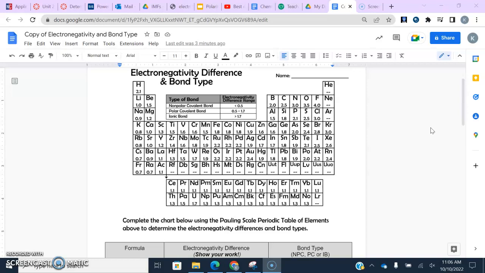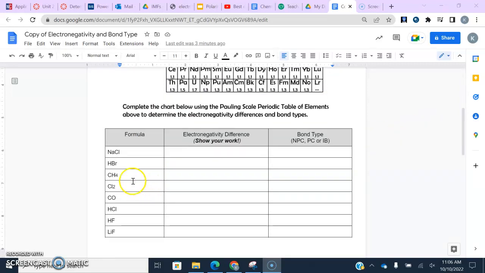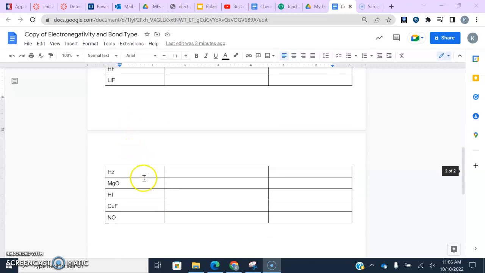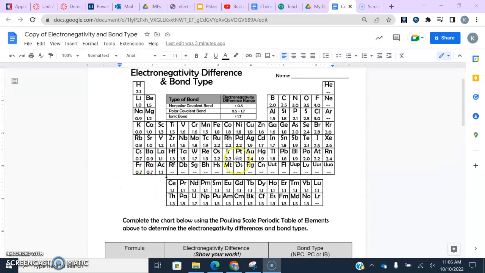So what we're going to be doing today is taking a look at some compounds. So we have our compound formulas here in the left-hand side of our chart. And we're going to be using this chart, this is called a Pauling table, to help us determine whether or not the bonds that are formed between these compounds are going to be nonpolar covalent, polar covalent, or if they're an ionic bond.